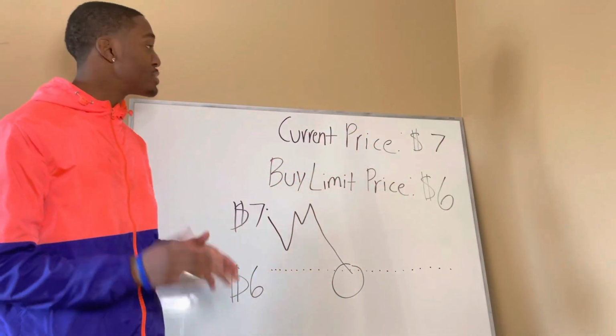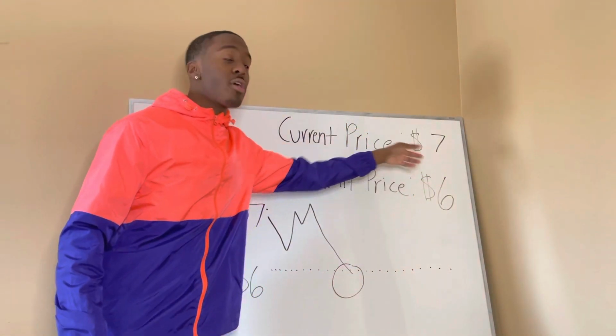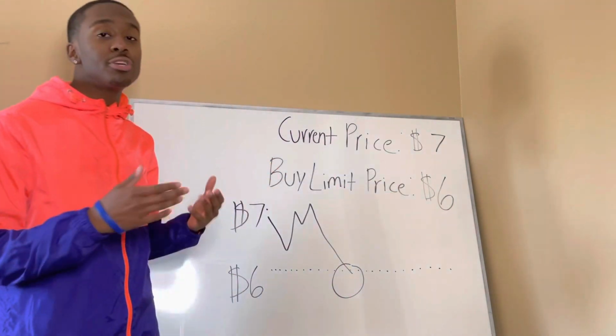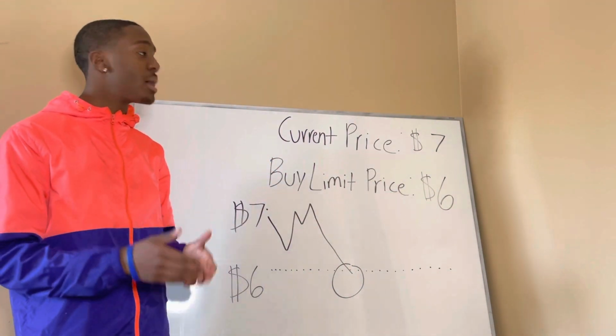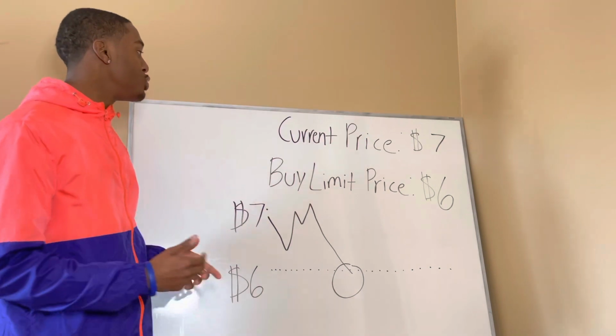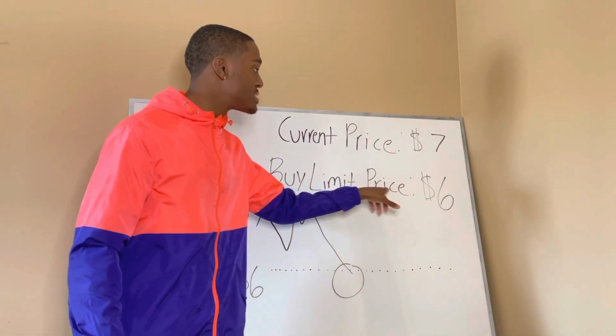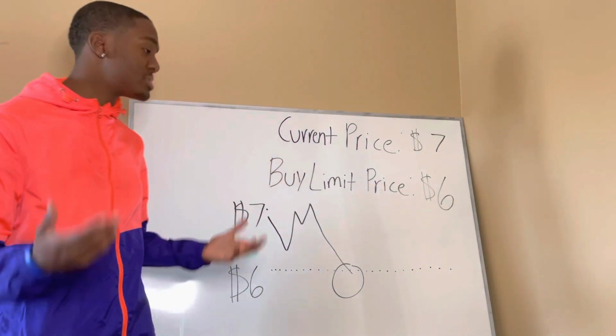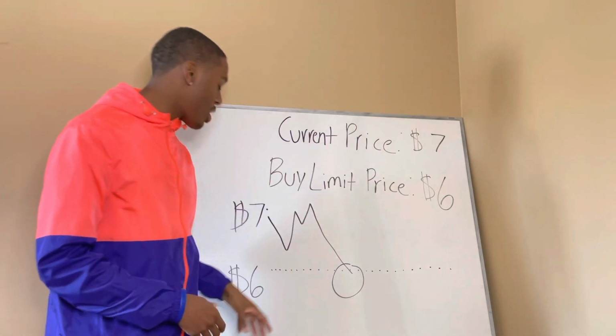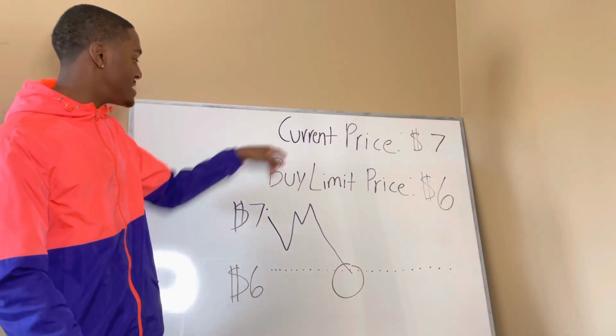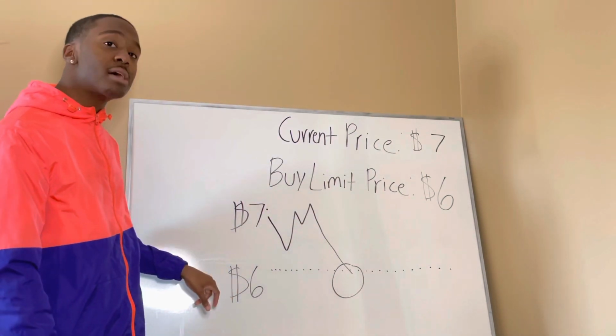Now, let's go through an example. Let's say the current price per share of a company was $7, all right? Current price is $7. But you tell yourself, you know what? I want to wait for that number to come down a little bit. What you can do is then set the buy limit price for $6. And of course, this is just an example, all right? But let's use the chart. Let's say the current price again is $7 here, and your buy limit price is $6.